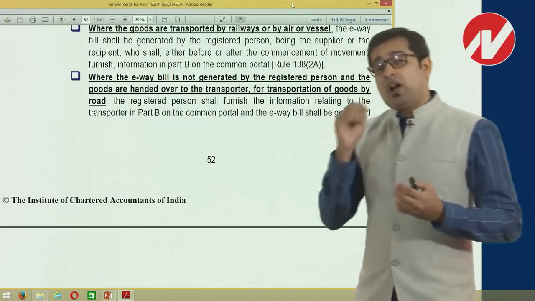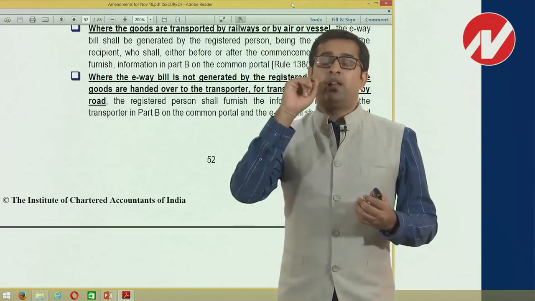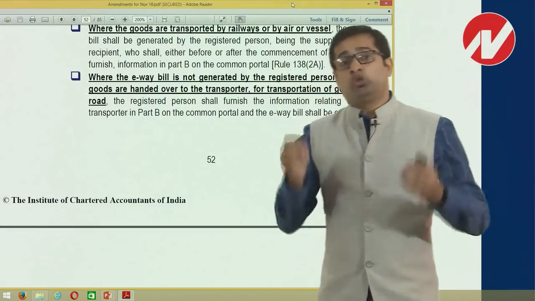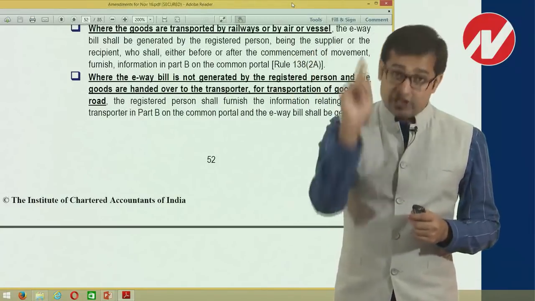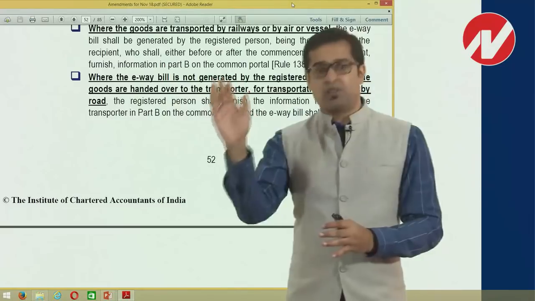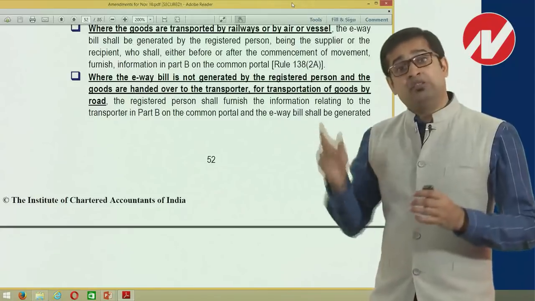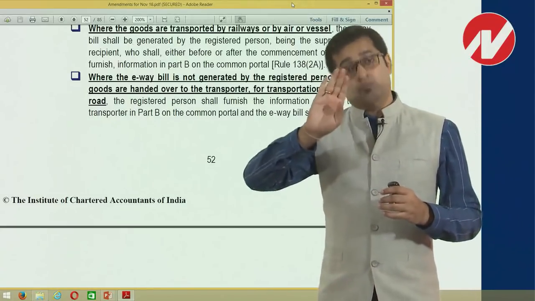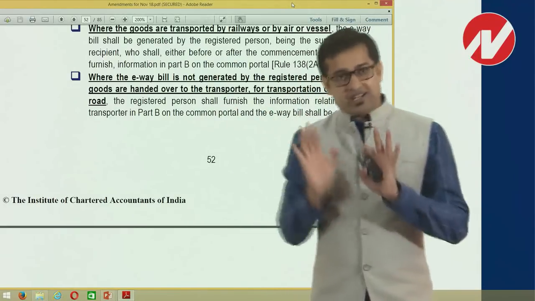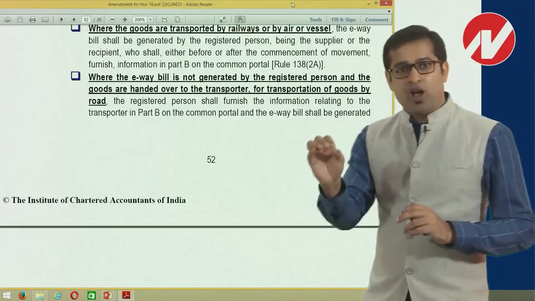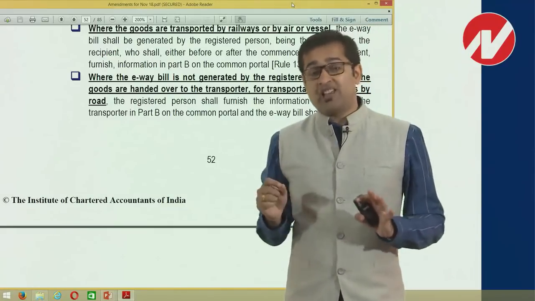So, meaning thereby, if I say that I am sending goods by rail, or by air, or by vessel, then either the registered person who is sending the goods or the registered person who is receiving the goods will furnish all the details in Part B, including vehicle details. And that shall be furnished before movement or even after the movement has been caused, but keep that in mind: until the e-way bill is furnished, delivery of goods cannot be given, which we will refer to later.